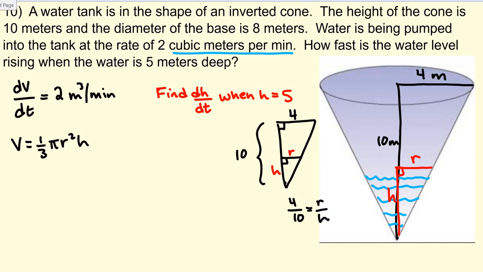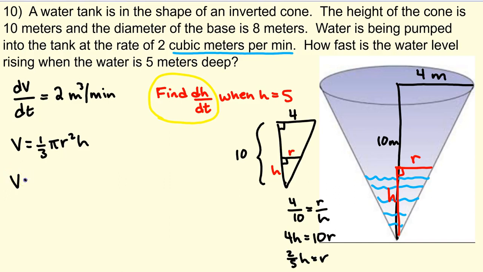Now I'm going to use that equation to either eliminate r from my volume equation or eliminate h from my volume equation. So I need to think about this. Which one do I want to keep, and which one is it okay to eliminate? So remember, the goal is to find dh/dt. So I want to keep h. So I can eliminate r. So going to this proportion here, if I cross multiply, I get 4h equals 10r. Divide both sides by 10, and we get 2/5 h equals r. So we can use that to get rid of r in our equation.